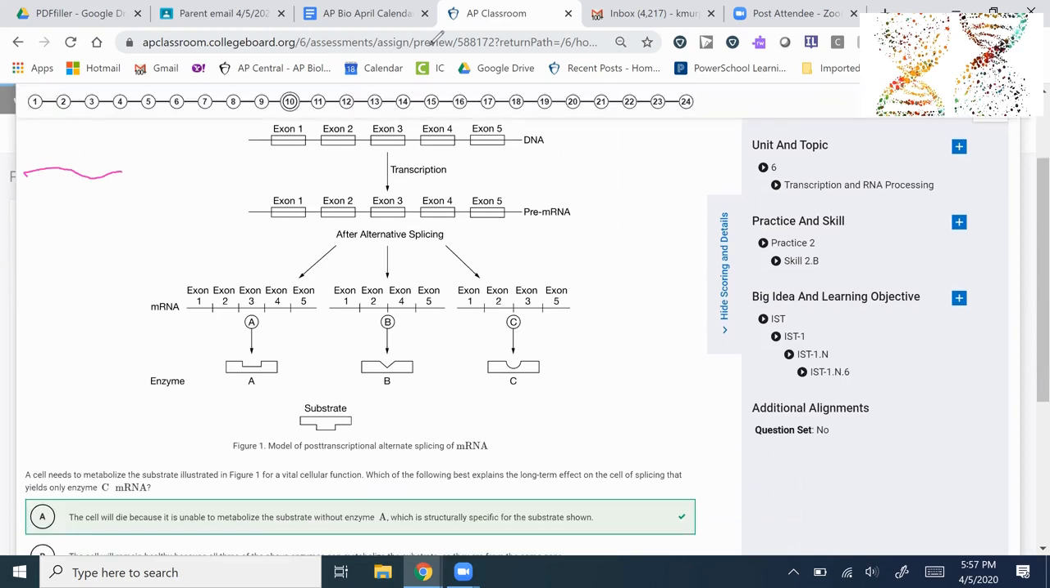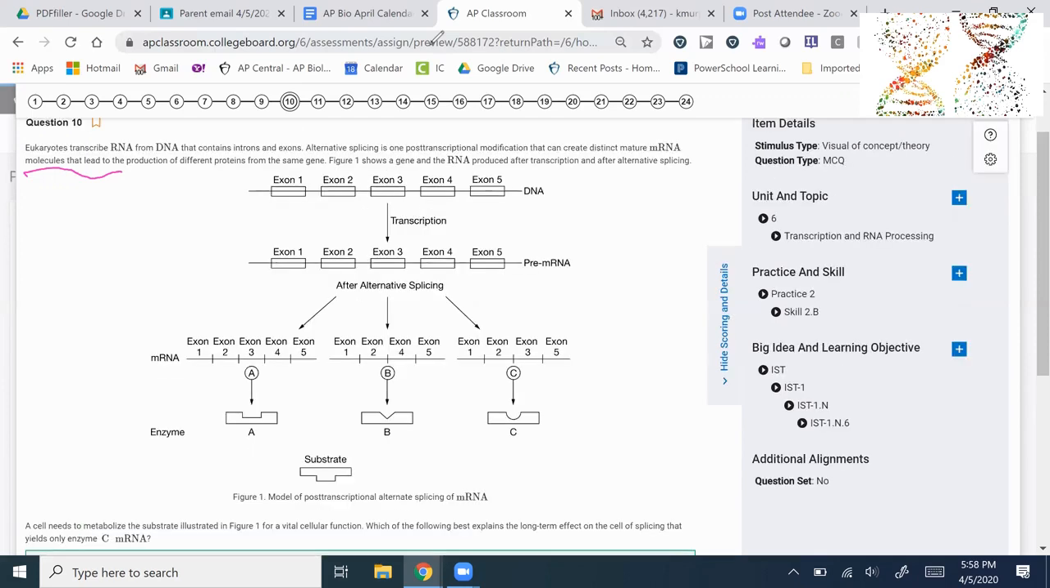So let's see, you've got your exons 1 through 5, transcription. You've got your pre-messenger RNA, exons 1 through 5, and then after alternative splicing, you can see you're going to get different enzymes because different sequences are considered introns and intervene, and others are considered exons that express. So you're going to get A, B, and C.